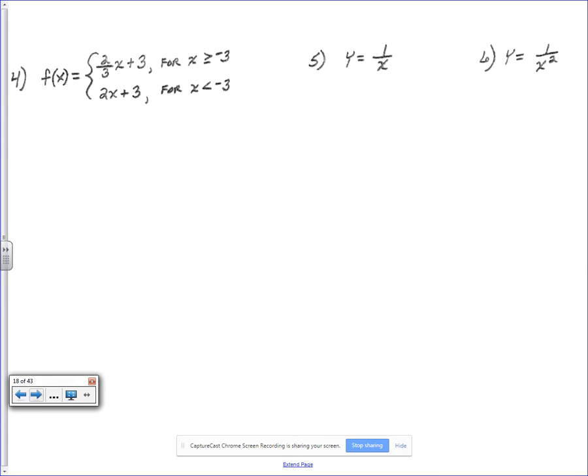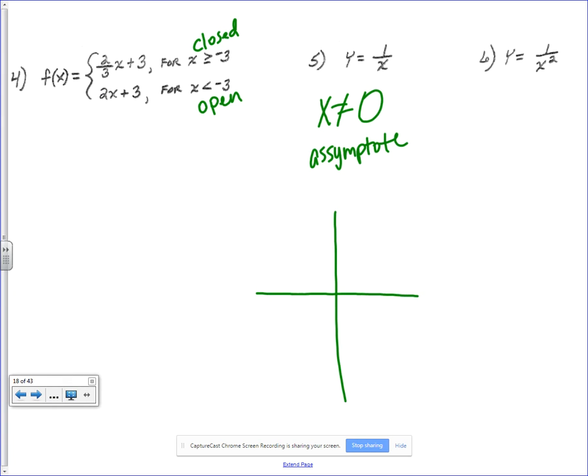Number 4, piecewise function. You should have 2 pieces. They are both linear. Remember, this one gets a closed circle, and this one gets an open circle. 2 linear pieces. Number 5 is a rational function. So the only number that you cannot plug in is 0, which means there's going to be an asymptote there. Okay, when you plug in these numbers, make a table, you should get a graph that looks something like this. And again, you should be doing this on graph paper. You can make your own, or there's some on the cart over at the side of the room.